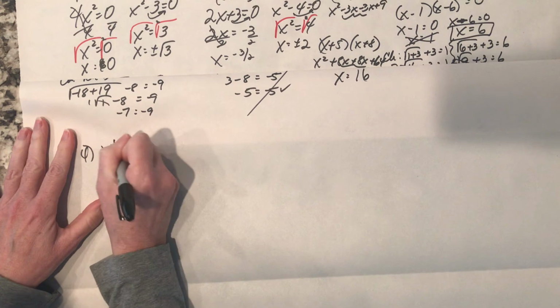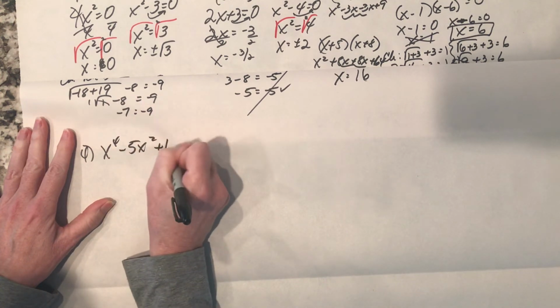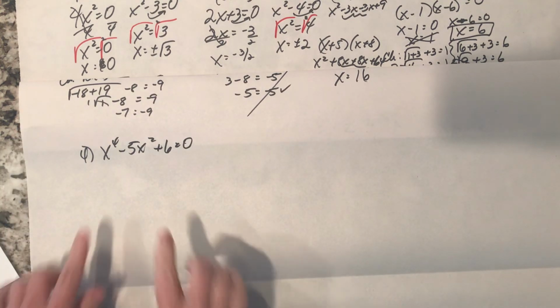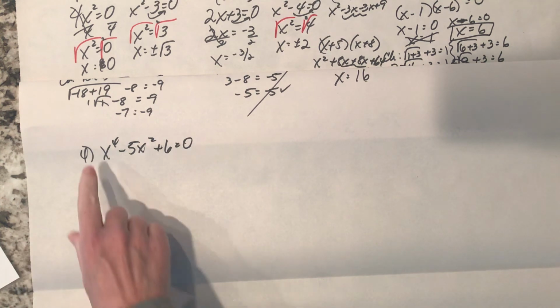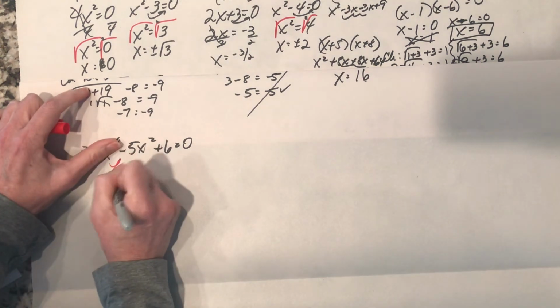So let's see what we've got here. x to the 4th minus 5x squared plus 6 equals 0. You can see that, if you cross your eyes a little bit, this looks like a regular old quadratic, x squared minus 5x plus 6. That's what we're going to turn it into. The way we're going to do it is by substitution.